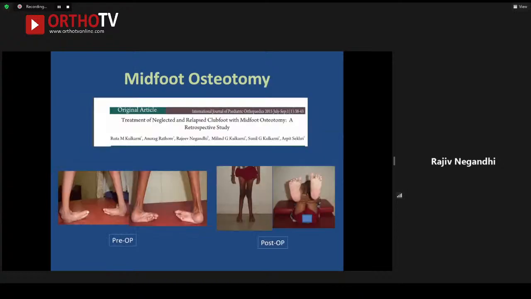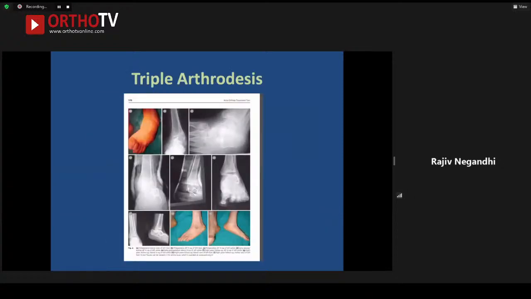This is a child who had a severe clubfoot deformity at adolescent age. He was operated multiple times, and we did a midfoot osteotomy along with the posterior release and corrected this. We have published this in the Indian Journal of Orthopaedics for reference. Another way of treatment of a severe neglected clubfoot is a triple arthrodesis. This is a salvage procedure, and this should be the last resort if things are not doing well, or there is a lot of excessive scarring and stiffness of the foot.